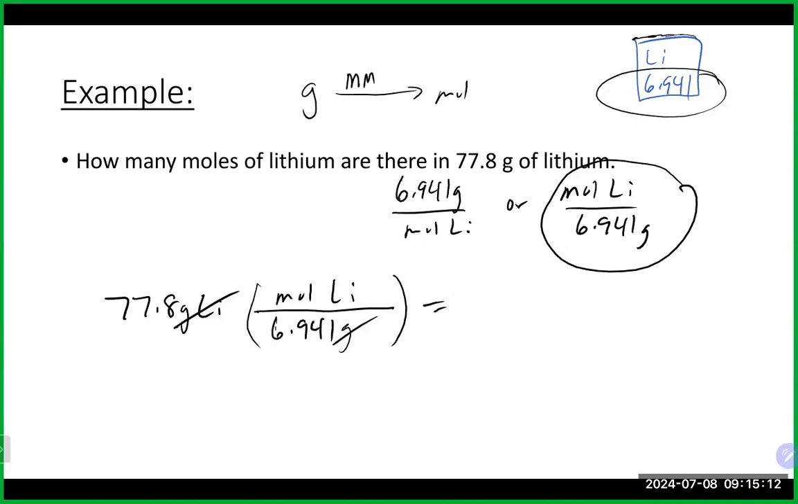So we have 77.8 divided by 6.941. That's 11.2 moles of lithium in this case. Any questions on that calculation there?